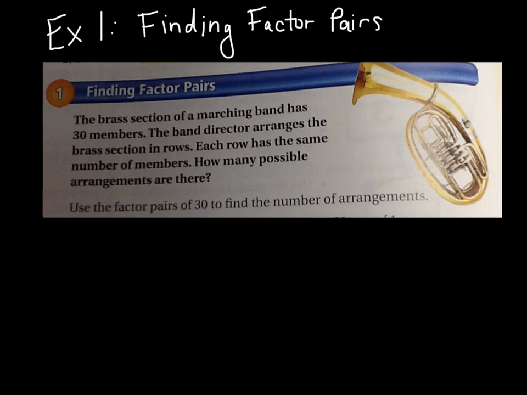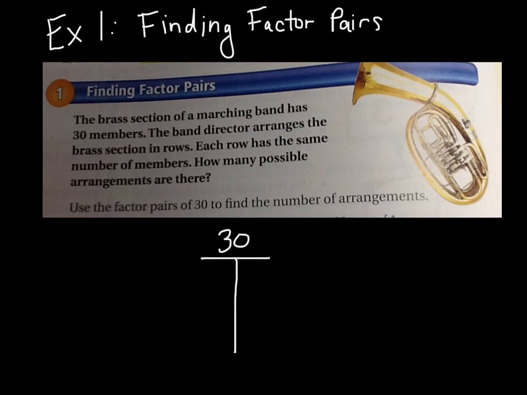In example 1, we're going to be working on finding factor pairs, and the question says the brass section of a marching band has 30 members. The band director arranges the brass section in rows. Each row has the same number of members. How many possible arrangements are there? So we're going to do a T-chart to try to figure out what our factor pairs could be.